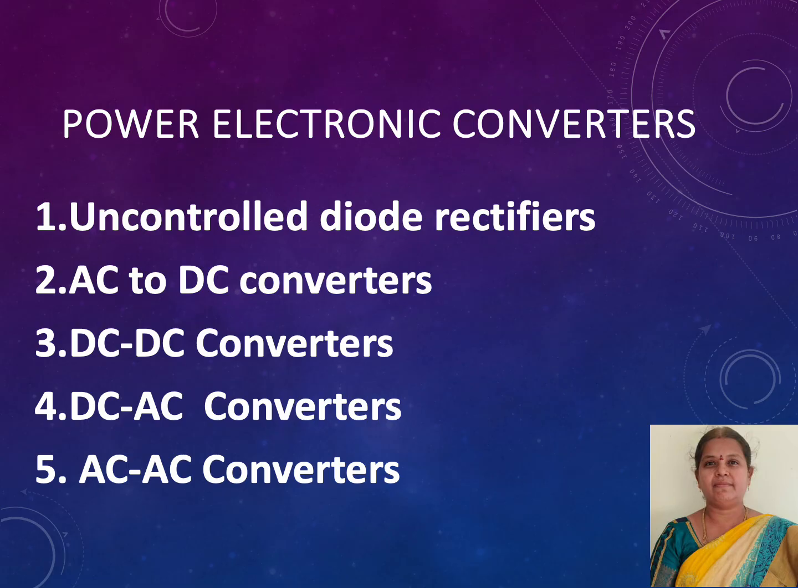In case of DC to DC converters, also called choppers, there are different types like step up chopper, step down chopper, step up down chopper. In case of DC to AC converters, which are also called inverters, we have classifications like voltage source inverter and current source inverter. In case of AC to AC converters, there are two different types: AC voltage controllers and cycloconverter. In case of AC voltage controller, only the output voltage is changed and the frequency will be the same as the input frequency. In case of cycloconverter, both the output voltage and the frequency can be controlled.